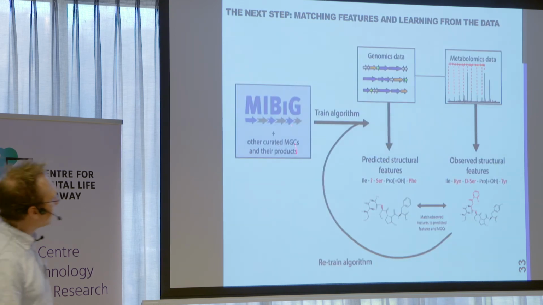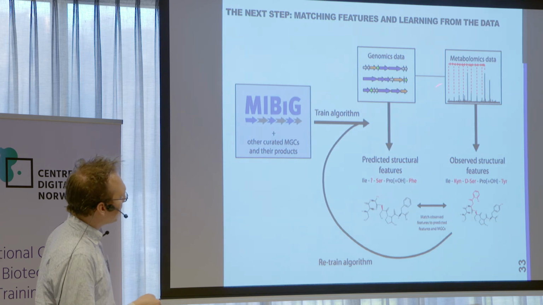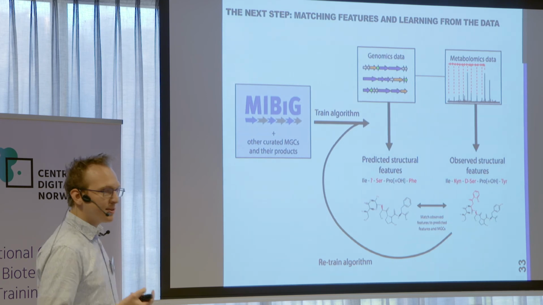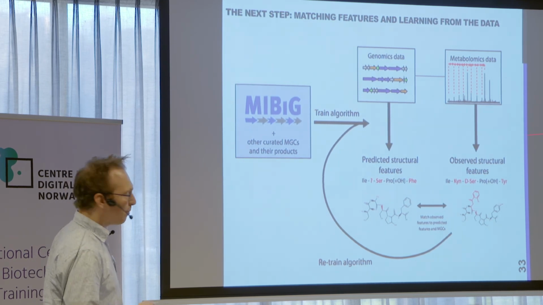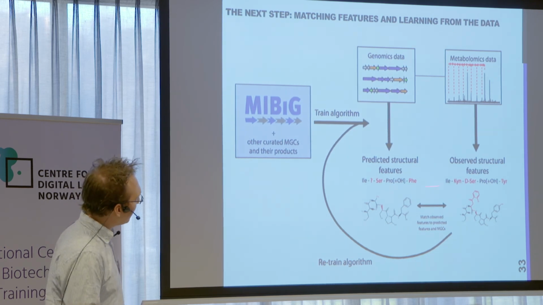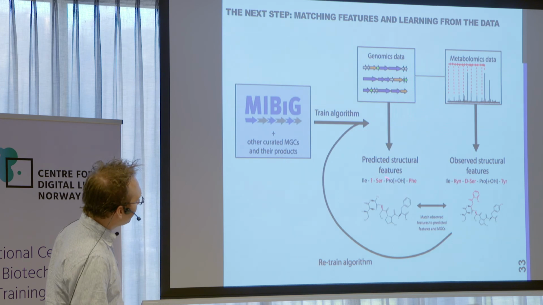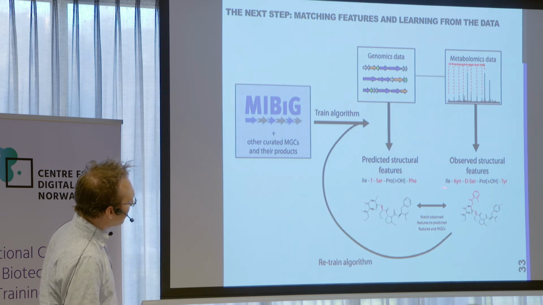And ideally, when we then predict the structural features from the gene cluster, so we get a list of structural features that are predicted, we can link those, we can match them to observed structural features. And in many cases, we can see, even though our predictions are not perfect, that there is a good match that is really beyond chance. And then we can start learning from the data, so saying that this would be our prediction based on the gene cluster, this would be what we kind of observe in the metabolomic data.